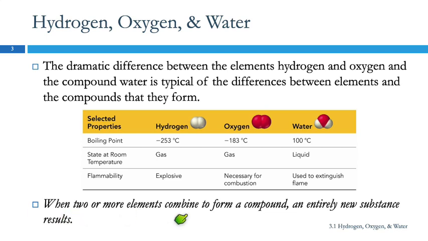When two or more elements combine to form a compound, an entirely new substance results. It's not just like mixing salt and pepper together where you've just got a combination. It forms something completely different.